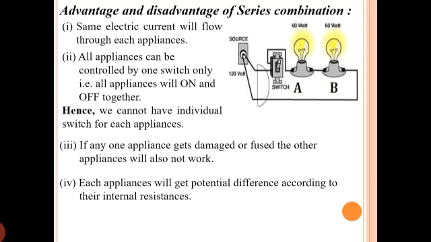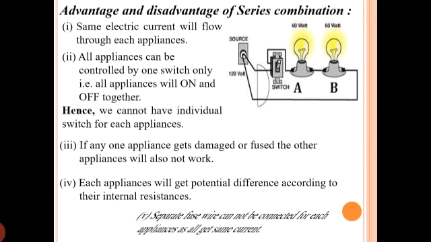So in that case, the circuit will not work properly. Okay, so another disadvantage is that in the series combination, each one will not get the same potential difference. The voltage across each appliance will not be the same, and that will create a problem in the circuit somewhere.